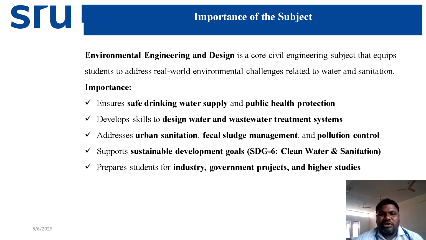The next point is to develop skills to design water and wastewater treatment systems. Then address urban sanitation and fecal sludge management, and ultimately we can control pollution. It also supports the Sustainable Development Goals. The United Nations proposed around 17 sustainable development goals. Among them, Sustainable Development Goal number 6 is clean water and sanitation. And next, it prepares students for different industries, government projects and higher studies.